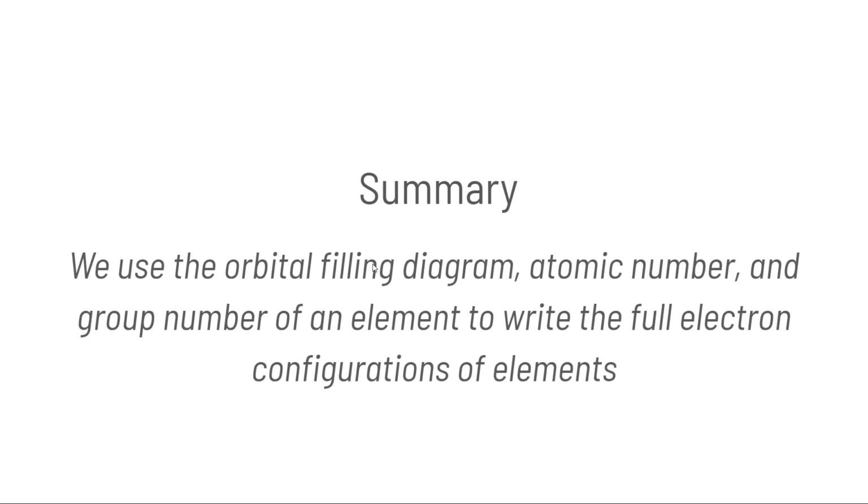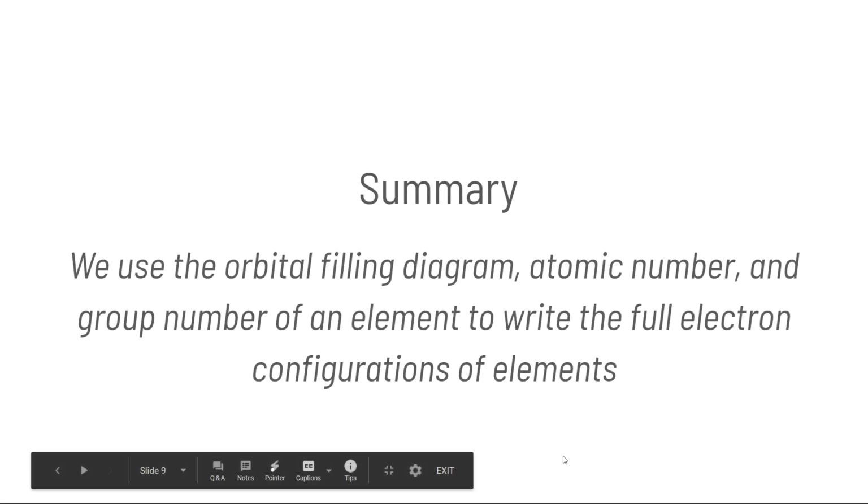All right, so quick summary. We use the orbital filling diagram, atomic number, and group number of an element to write the full electron configurations for elements. Good luck on your practice.